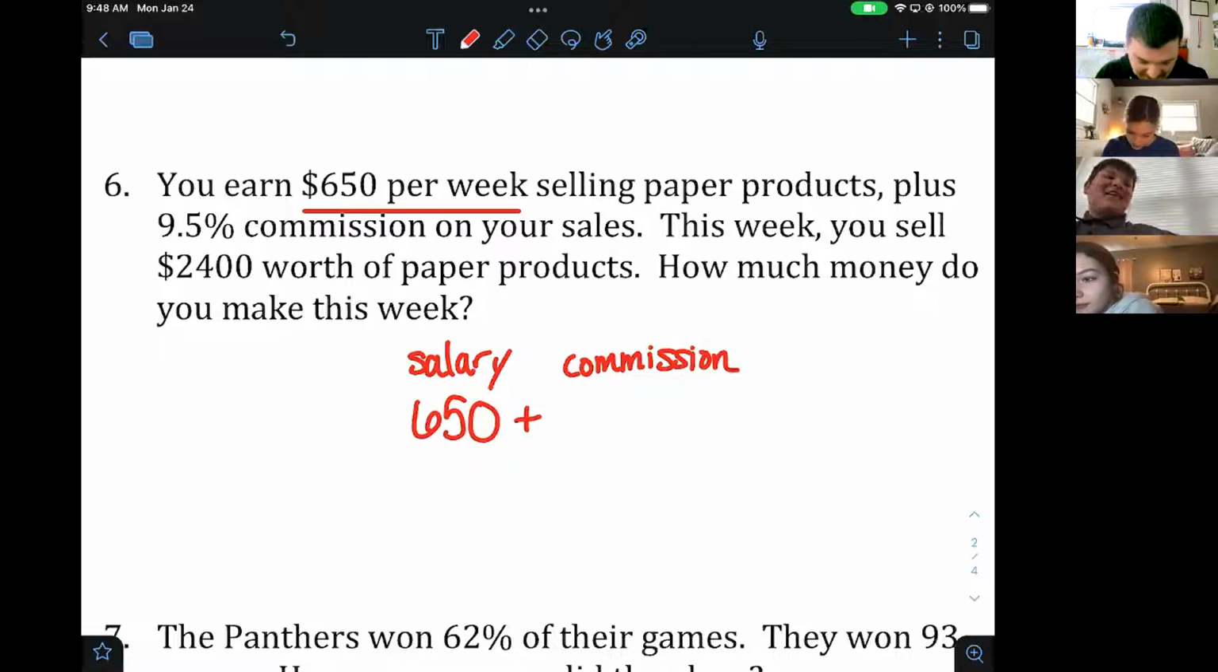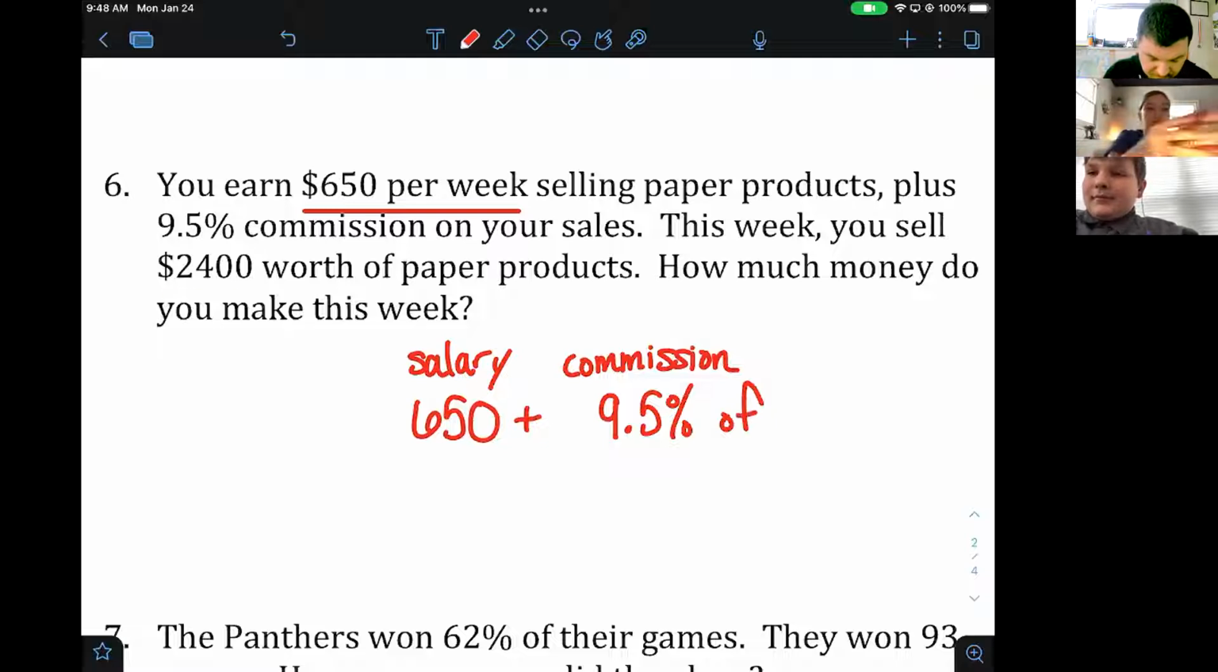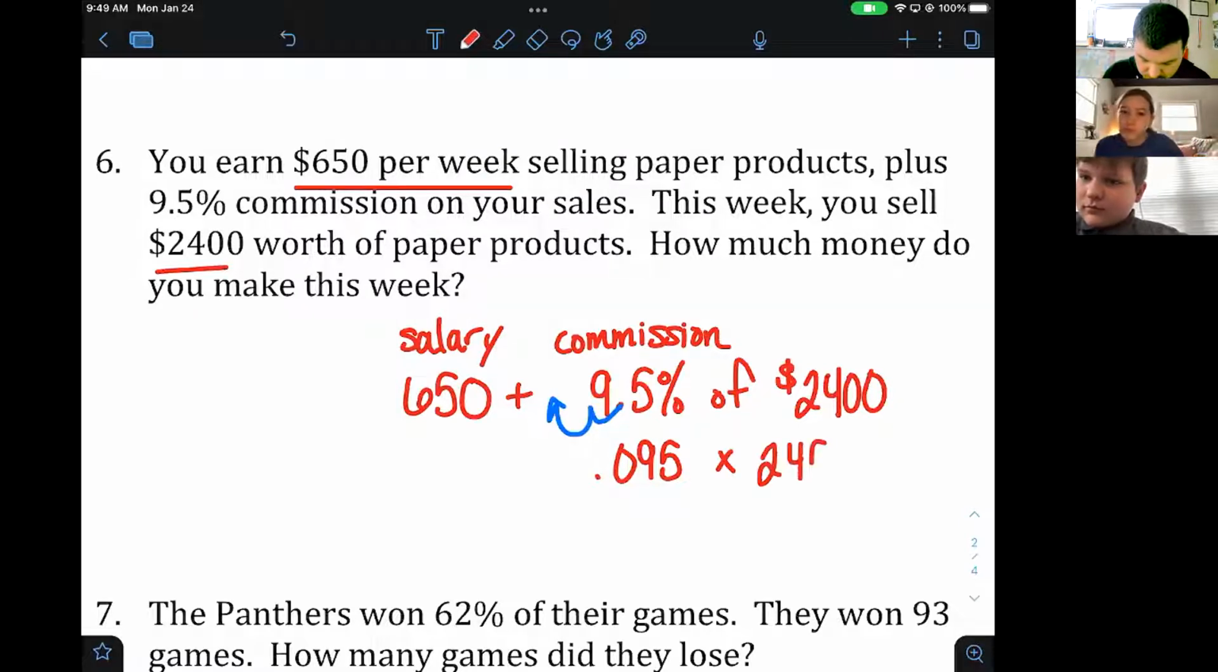You're right. Okay. So to find the commission that a salesperson would make here, it says 9.5%. So we need to figure out what 9.5% of their sales were. Now it says they sold $2,400 worth of items. And so 9.5%, if we bump that decimal back 2 spots, is going to give us a decimal of 0.095 times 2,400.